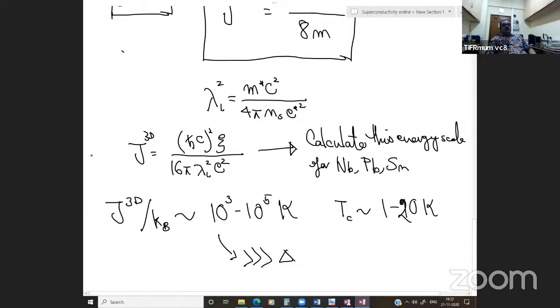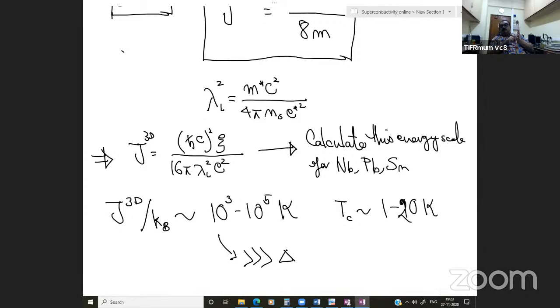So if this has to become relevant, then J3D has to drop drastically. And eventually it will really become relevant when it becomes of the order of delta, or maybe even smaller than delta. So you can see from the expression that if it has to reduce, then the coherence length of course has to be small and the penetration depth has to be large. Okay.